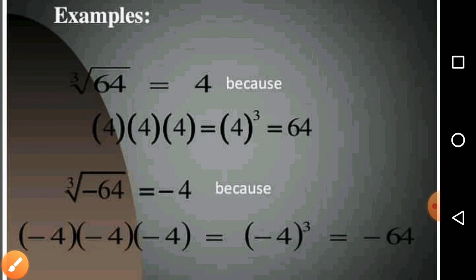So these were all the main topics of the chapter. We have seen the definition, we have seen the properties. Now when we solve the textbook exercises, the sums based on this, it will be more clear to you. Hope you understood. Thank you.